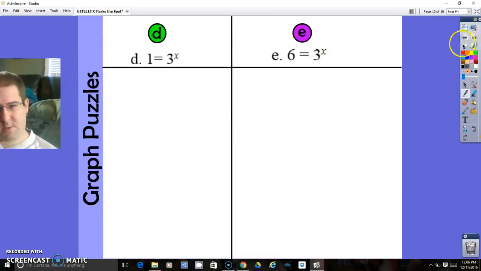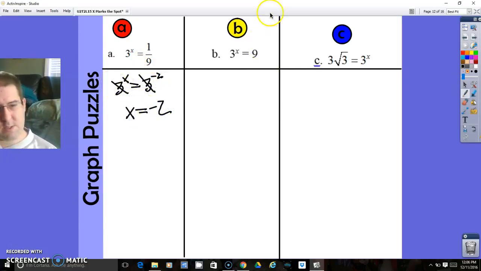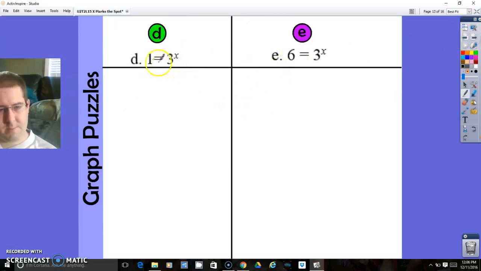We've actually done most of these questions in the past, and just to remind you, we just have to set them to the same base. 1/9 is the same as 3 to the negative 2, and once the bases are the same, then the exponents must also be the same. So just a reminder of what we've done in the past. 9 is the same as 3 squared equals 3 to the x. Bases are the same. Exponents must also be the same. Very easy. But when you get to questions, I'm skipping that square root one because we didn't do that yet. Same with these.